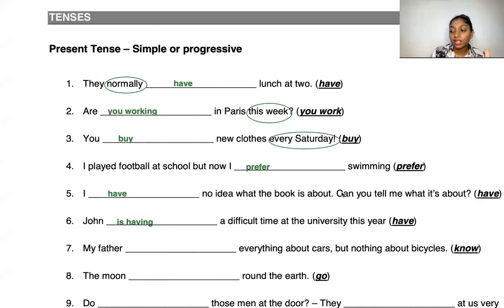Is it a horror story? Is it a mystery story? He doesn't know. He doesn't have any idea about it.